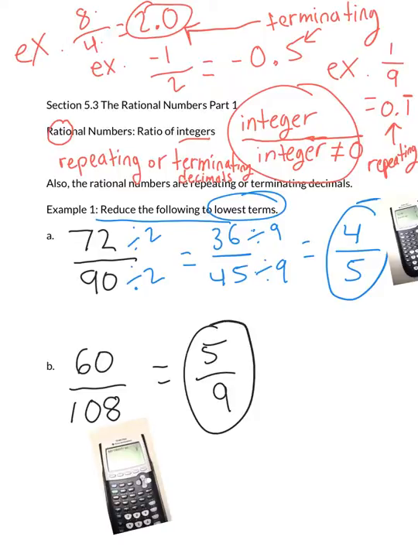5/9. One of the other ways you could do it longhand is you might have noticed that 12 is the greatest common divisor because 12 is the biggest number that divides into both 60 and 108. So if you divide the top and bottom of the fraction by 12, that's just one of the many ways you could also get 5/9, that fraction that's reduced there in lowest terms.